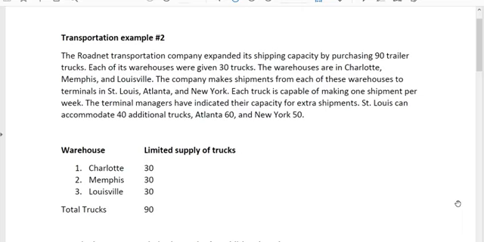Each truck is capable of making one shipment per week. The terminal managers have indicated their capacity for extra shipments. St. Louis can accommodate 40 additional trucks, Atlanta 60, and New York 50. Okay, so here we have our 3 warehouses with their limited supply of trucks. Charlotte, Memphis, and Louisville all have 30, which is a total of 90.